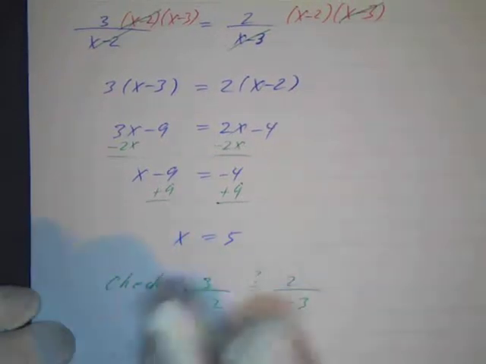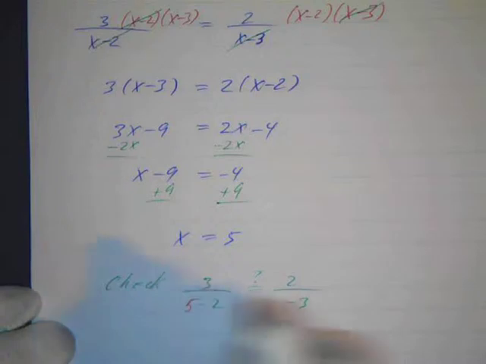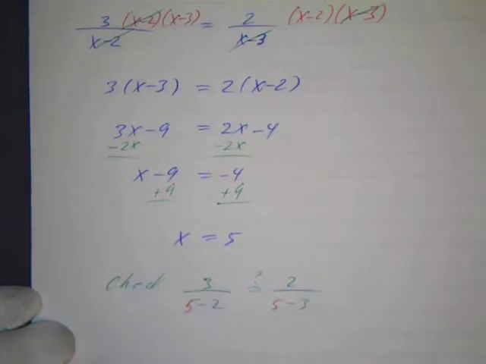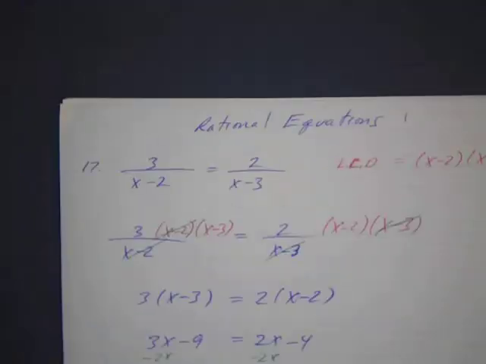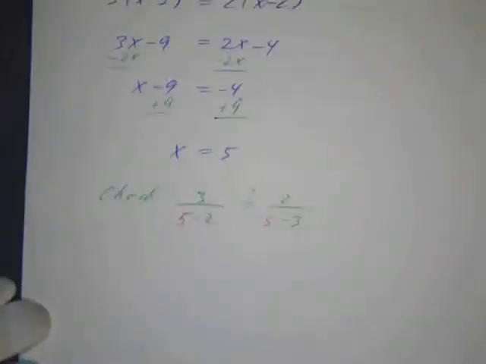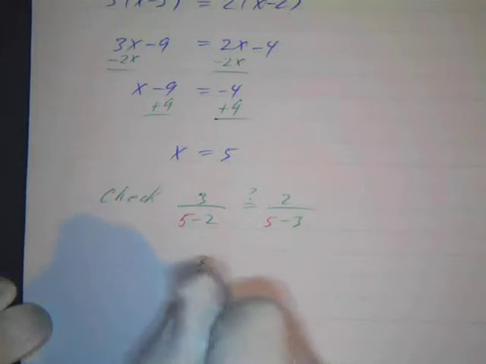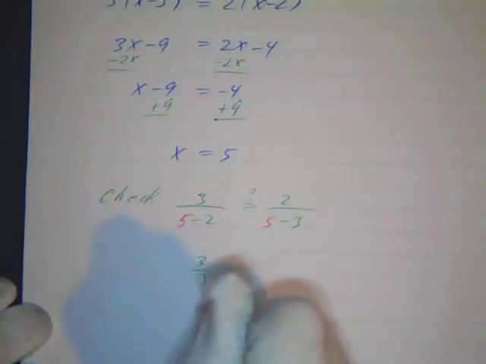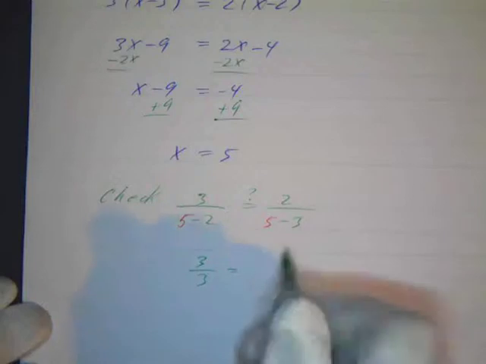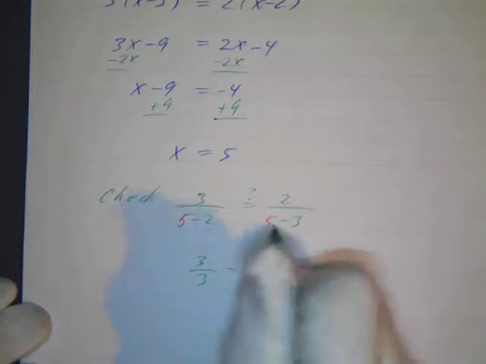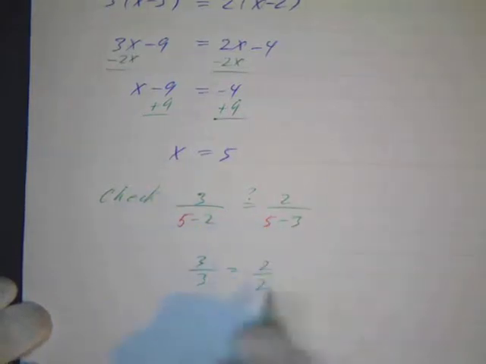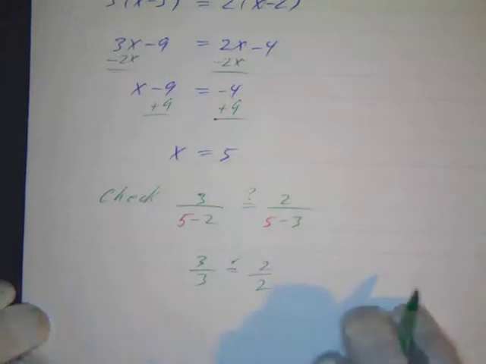And what I'm putting in is the 5, just to check it. So I have 3 over x minus 2. Does that equal 2 over x minus 3? In this case, it's 5. And this is going to be 3 over, and what's 5 minus 2? 3, so that's 1. And this is going to be 2 over 5 minus 3, which is 2. So in both cases, this is 1, so it checks out. Okay?